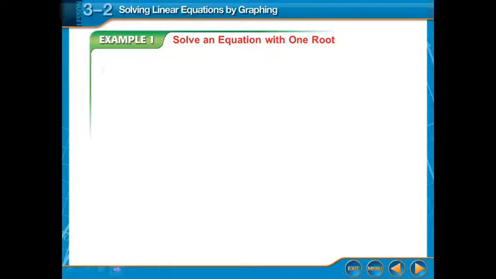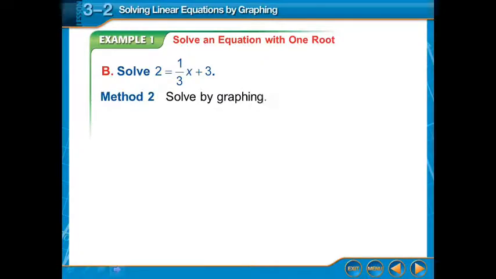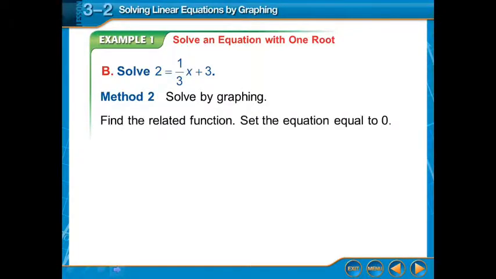Now let's look at the next example. Let's solve this equation with one root. So we have 2 equals 1/3 x plus 3. And in this method, we want to solve it by graphing. So you have two different ways you can solve it. You can solve it algebraically, or you can solve it by graphing. In order to solve it by graphing, we need to write a related function. That means that we need to get it into slope-intercept form.